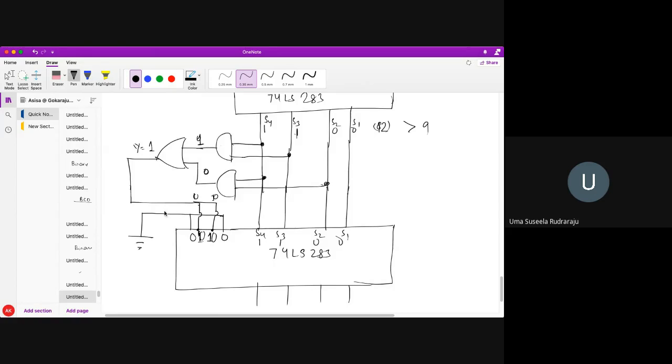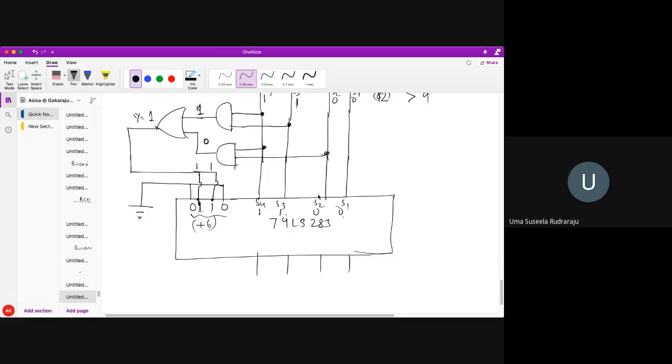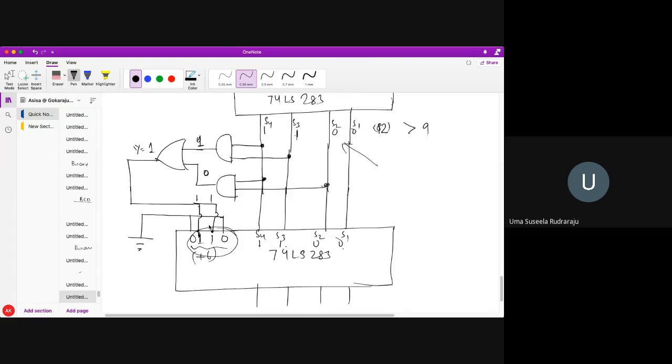So 1 means here all these will be, okay. Are you understanding? This 1 and 1 will come. Y equal to 1 means it is connected. Now it will add 1100 with 0110, which is 6. Okay, are you all understanding? Now this is an invalid BCD number. Make it valid by adding 6 to it. Okay, so this is one of the conditions.